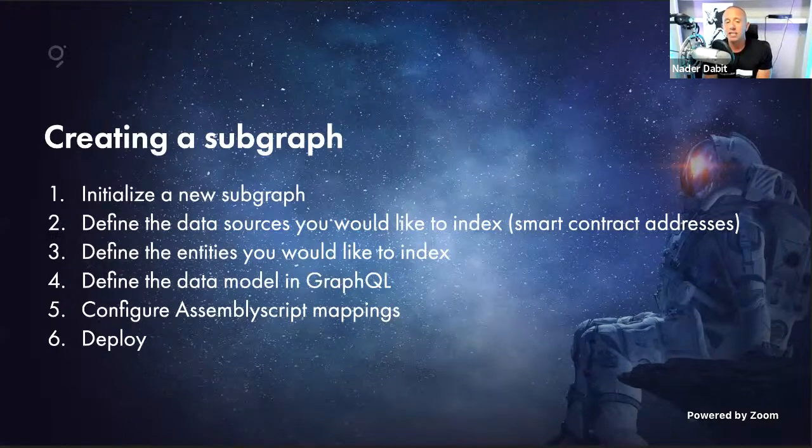So in the case of an NFT marketplace, an entity would probably be something like a token, a non-fungible token. And then you model that data in GraphQL, which is a schema definition language, or I would actually say more like a data modeling language. Also, a GraphQL schema is the data model, and then GraphQL is the actual API implementation. And then you configure your AssemblyScript mappings, which is kind of like the only code that you actually need to write to build a subgraph. And then you can deploy this to the network. And this is what we're going to be working on today.